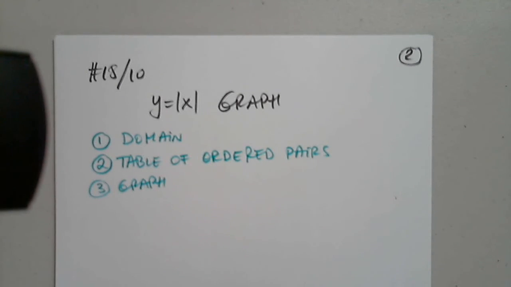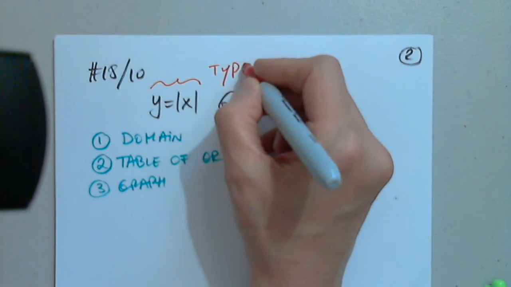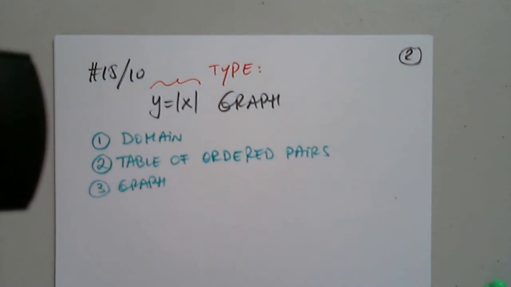Good, so let's go back to number one. Can anyone give us the domain of this function? And what type is it? So I need to identify it. Type first. What is the type? What type of function is it?